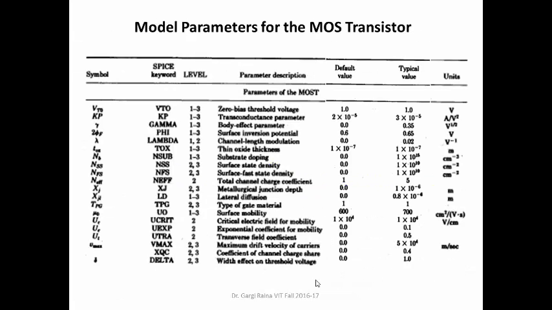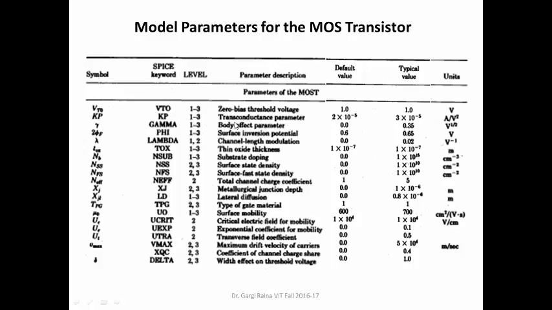So this table here shows the model parameters for the MOS transistor, with the keywords used for each of the parameters. For example, the zero bias threshold voltage is represented by VTO, where the symbol stands for V subscript TO. It is the same symbol which is used for all the three levels. Its default value is given, and also its typical value, along with the units used for each.